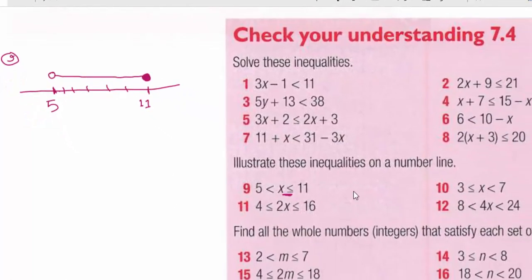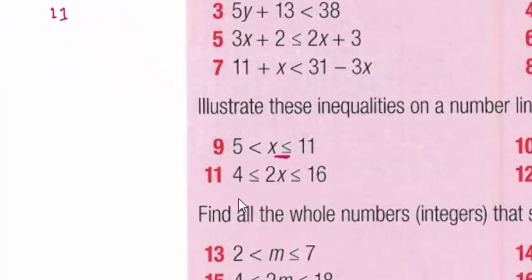Question 10 has the same idea as 9, but this time the closed side will be with the 3 and the open one with 7. It's fine if you have both open or both closed, as we have in question 11, both closed. In question 11, we need a simplification, then we illustrate.